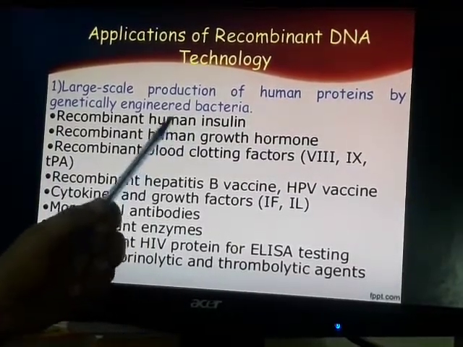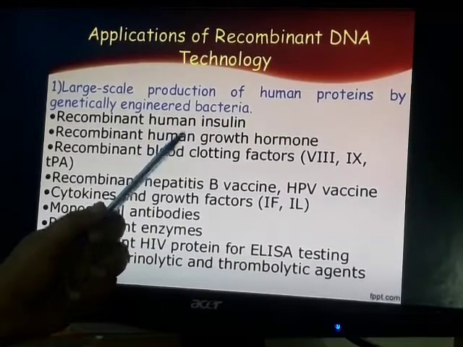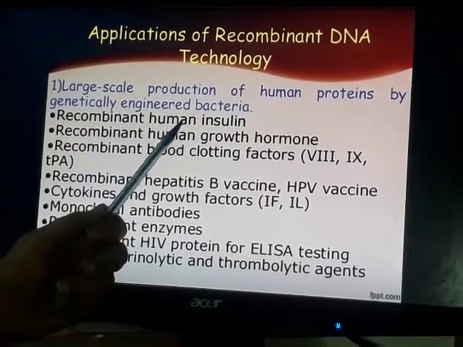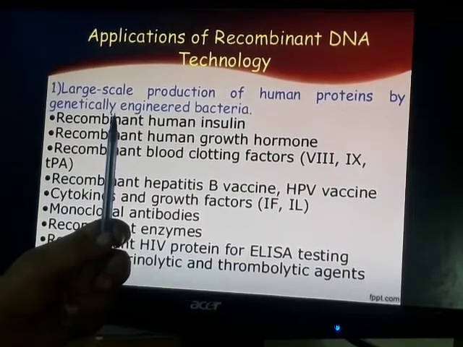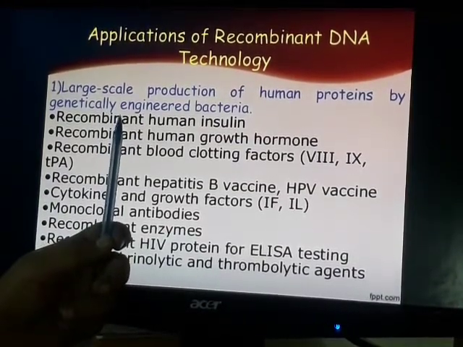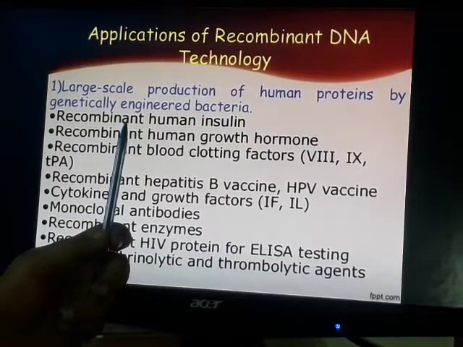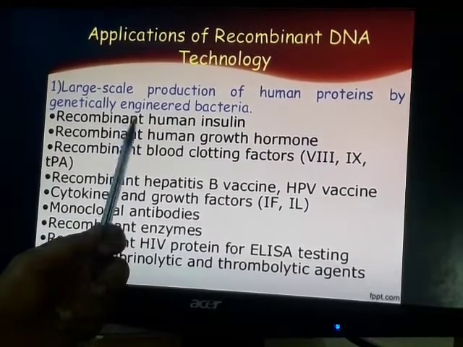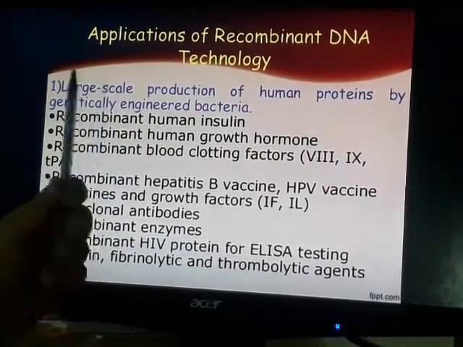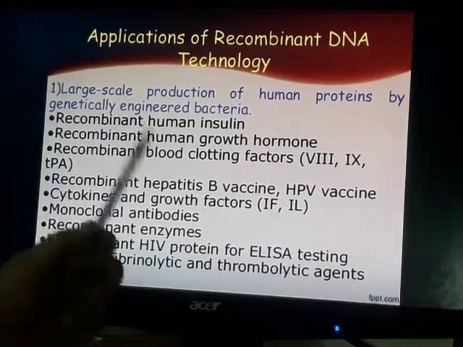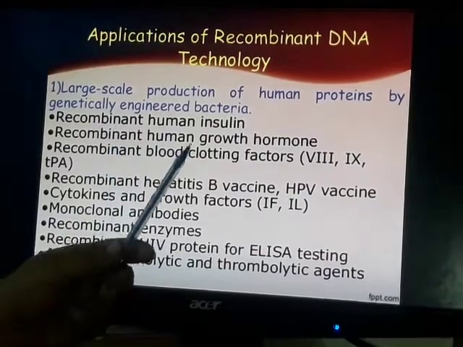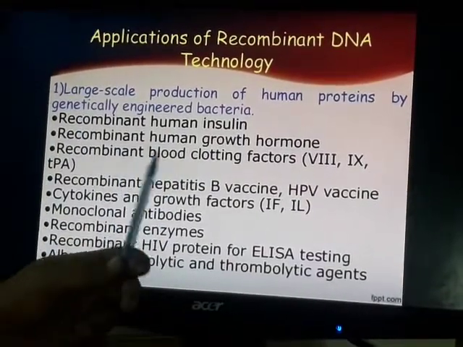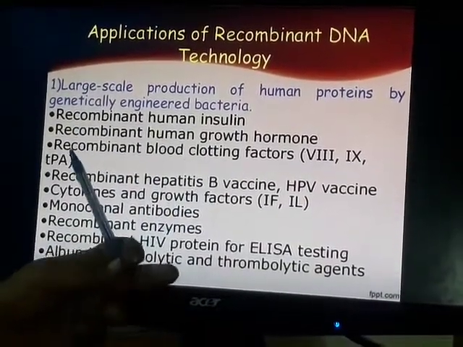Insulin was first isolated from the pancreas of the cow, but now using this technology they have used E. coli. They have isolated the insulin gene, determined its DNA sequence, and then introduced it into the E. coli cell by rDNA technology. Many developments have been made in medicine also. They have developed human insulin, recombinant human growth hormones, and recombinant blood clotting factors like factor 8 and 9.